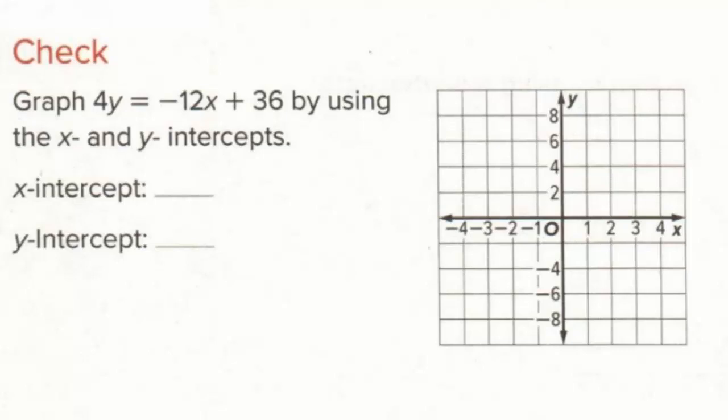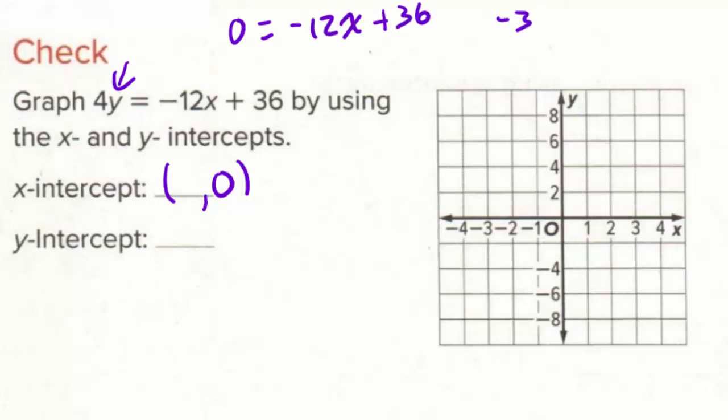Okay, for this one, to find the x-intercept, we're going to substitute in a 0 for y. So if I put a 0 right here for y, 0 times 4 is 0, and then I've got to solve for x. So I'm going to subtract 36 from both sides, so I have a negative 36 equals negative 12x. Divide both sides by negative 12, and I will end up having 3 is equal to x, or x equals 3, so my x-intercept should be 3.